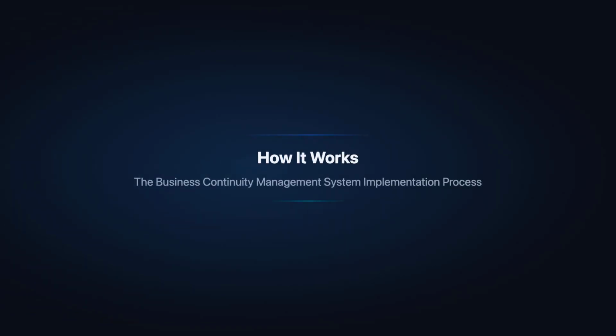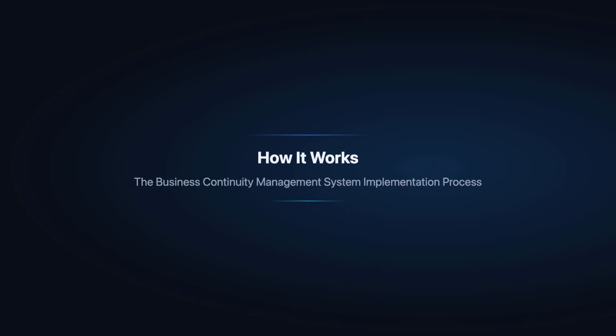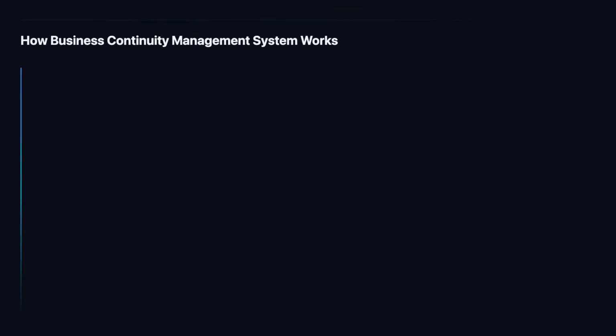Now let us walk through how a business continuity management system works in practice. Define BCMS scope and analyze the organizational context. Scope definition establishes which activities, locations, and organizational units the BCMS covers, while context analysis identifies the internal and external factors that shape the organization's resilience requirements.